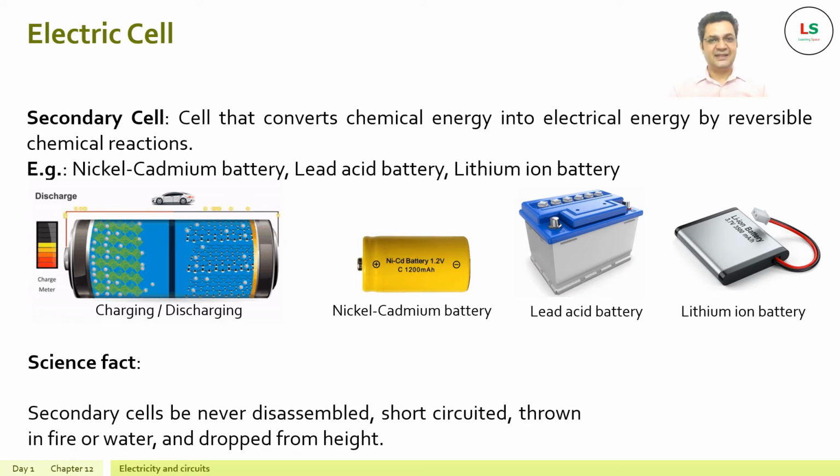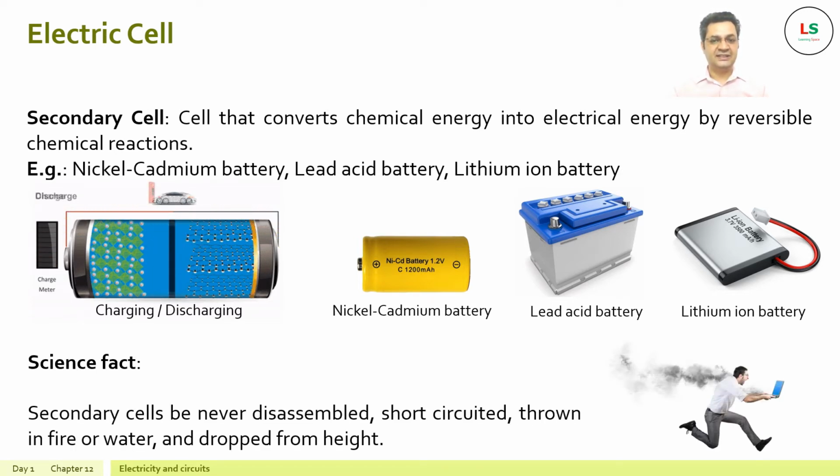Let's discuss a science fact. Secondary cells must never be disassembled, short-circuited, thrown in fire or water, or dropped from height. They may burst or get heated up to cause fire.